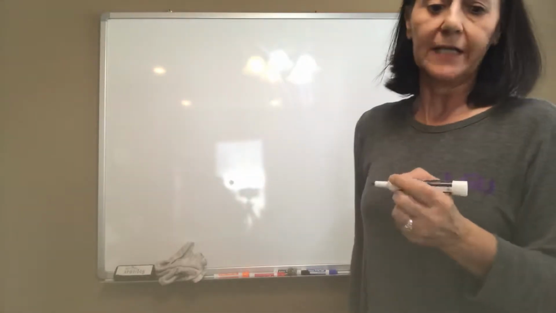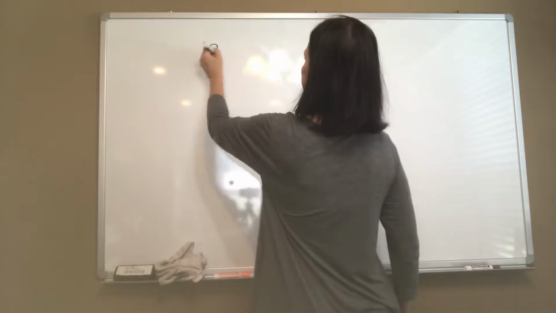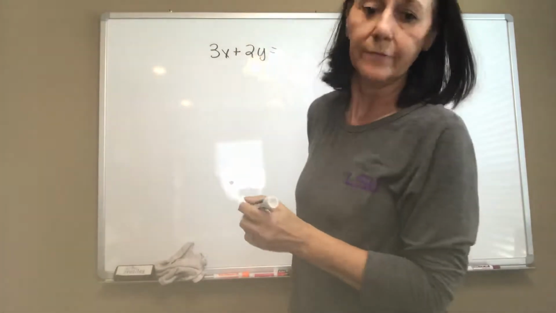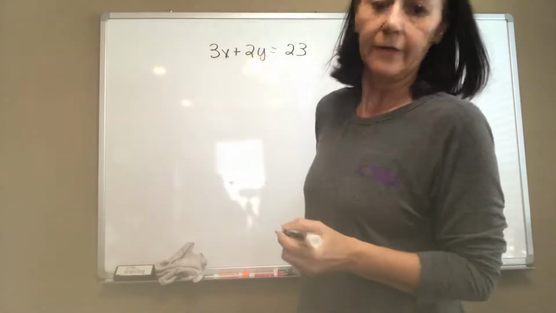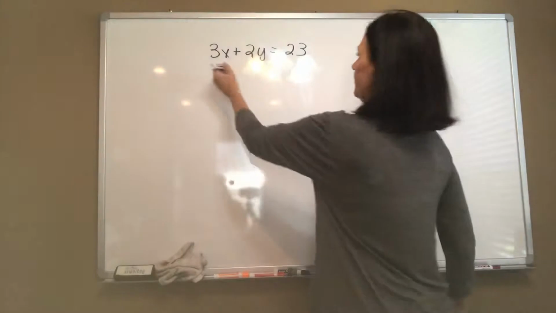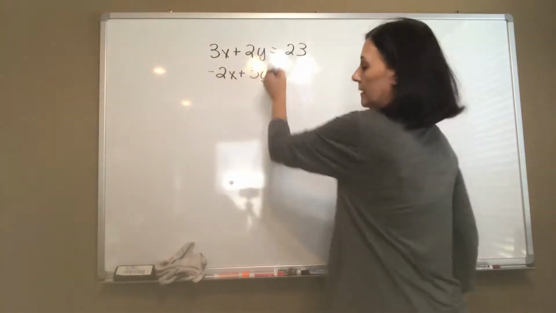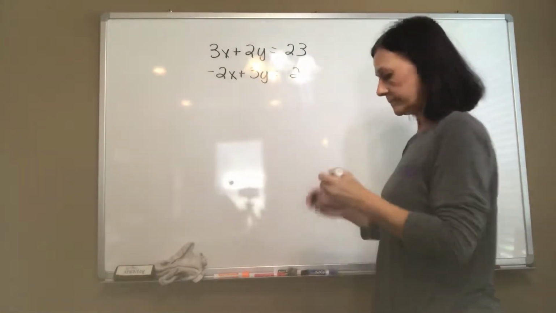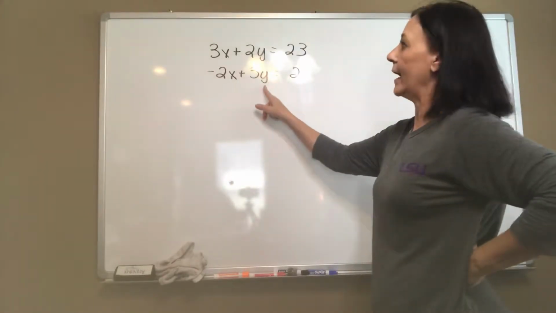So the only example is on the top of page 80. 3x plus 2y equals 23. And the other equation, -2x plus 3y equals 2. Really, you could eliminate either x or you could eliminate y.